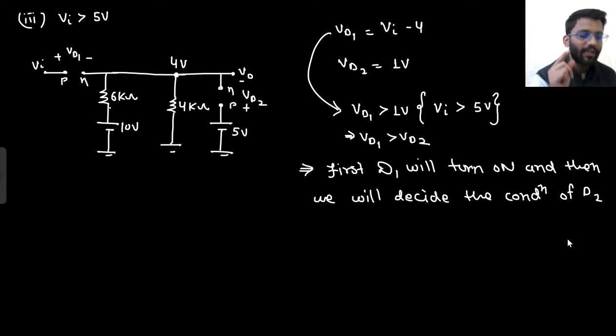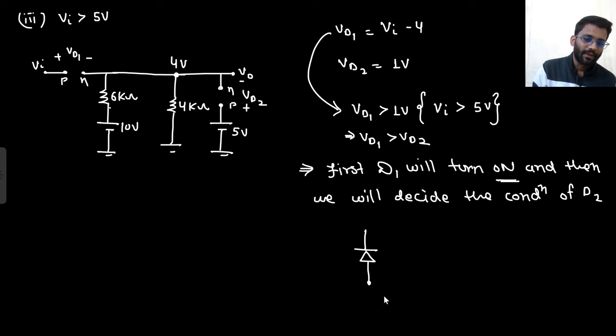D2. So now what will D1 say? I am having the more forward bias potential, so I am the boss now. Now D1 is the boss and it is on. What will happen with diode D2 now? Tell me. What is happening with diode D2 now?